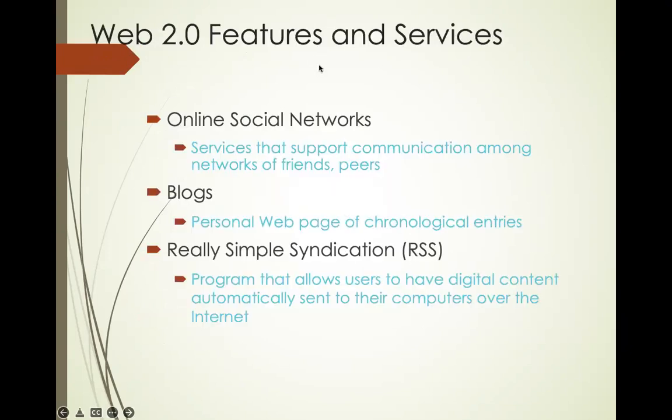For Web 2.0, we talk about the features and services of Web 2.0. It provides the online social network, meaning the Web 2.0 standard provides a service that supports communication among networks of friends and peers. It provides the feature of having blogs, which are personal web pages of chronological entries, and provides RSS, or Really Simple Syndication, a program that allows users to have digital content automatically sent to their computers over the internet, or to have notifications.